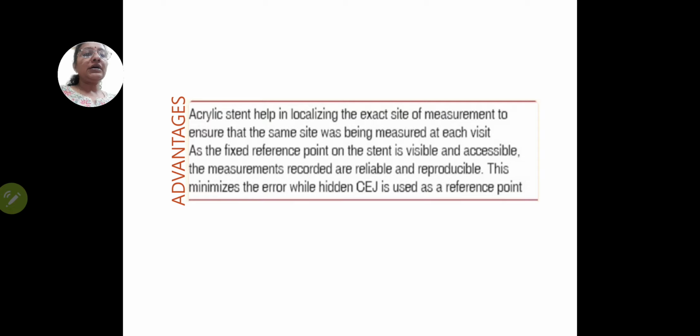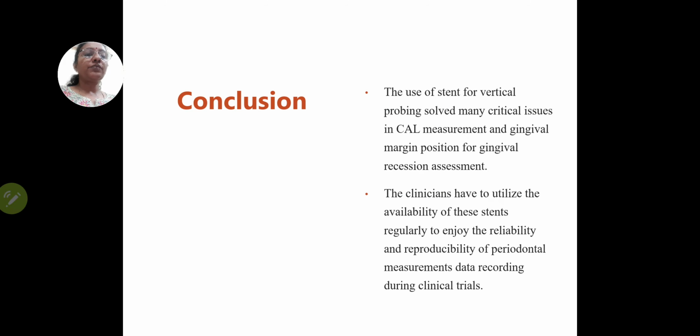The advantages are that it helps in localizing the exact site of measurement to ensure that the same site is measured at each visit. It acts as a fixed reference point, and the fixed reference point is easily visible and accessible. The measurements recorded are reliable and reproducible. This minimizes the error that arises when a hidden CEJ is used as a reference point.